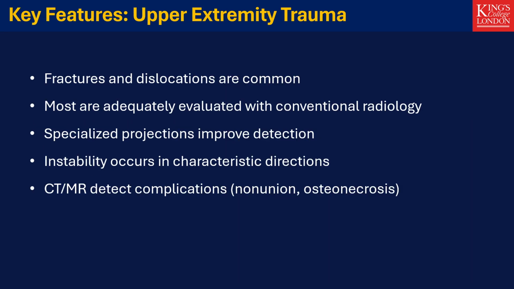Now we move forward into the key features of upper extremity trauma. The majority of fractures of the upper extremity are adequately evaluated with plain radiography. Specialized projections are particularly useful in regions of complex anatomy such as the shoulder. Because of the wide range of mobility, the shoulder is vulnerable to characteristic instability patterns. Advanced imaging plays an important role in classification and delayed complications, but plain films establish the diagnosis in most acute cases.